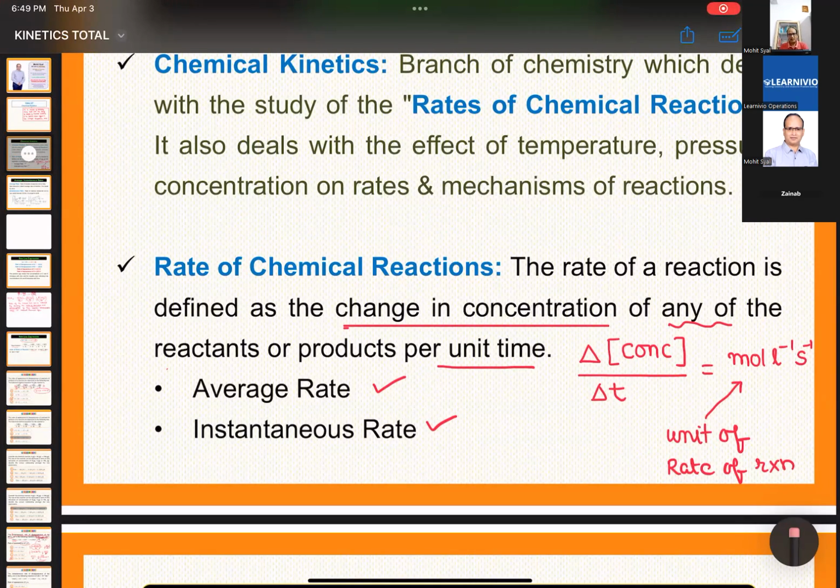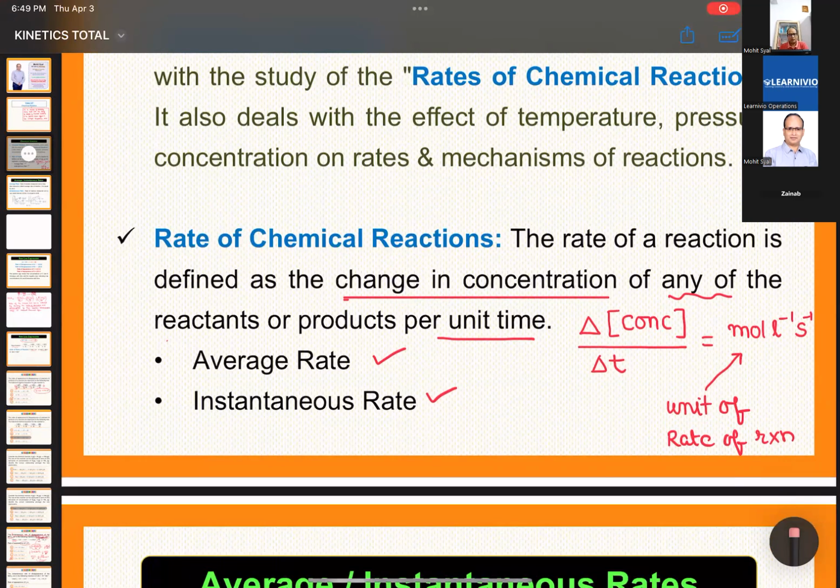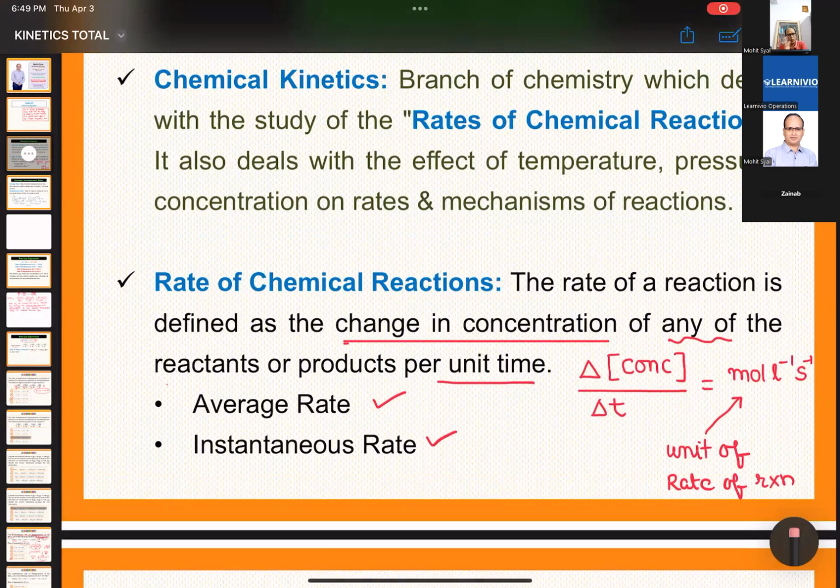Instantaneous rate is the rate at that particular moment. Suppose I'm traveling in a car: in 1 hour, what is the average speed? And what is the speed right now? That is the instantaneous speed. So, average rate and instantaneous rate.